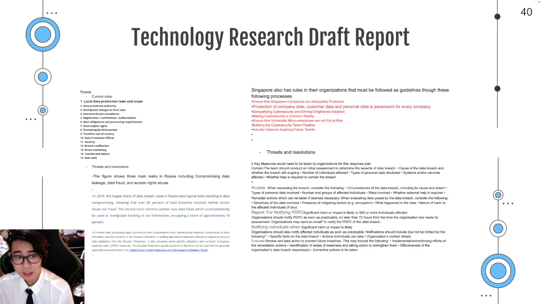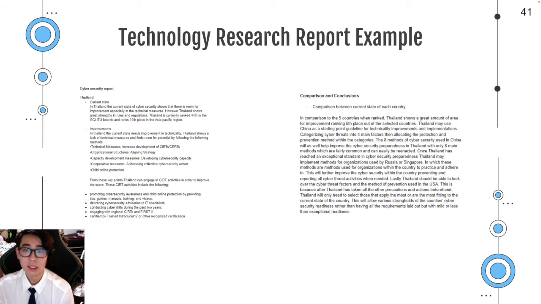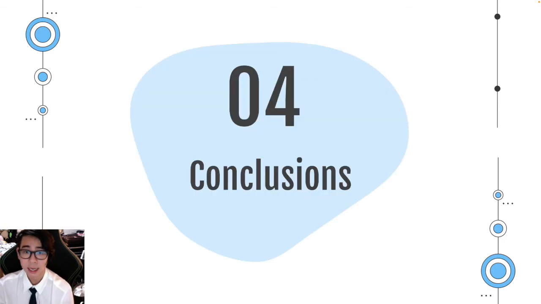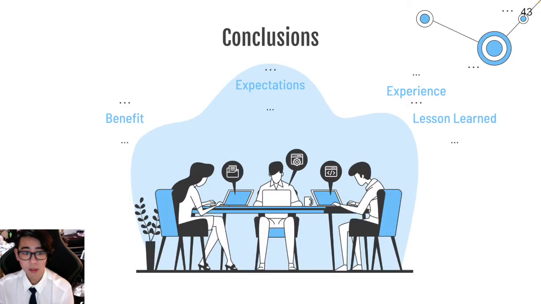And then we have the technological research. We have the draft report. As you can see, it's just throwing information onto a piece of paper. After that, we have the final report example, where we format everything and understand what works and what doesn't work. Okay, lastly, the conclusions, broken down into 4 parts: benefits, expectations, experience, and lessons learned.